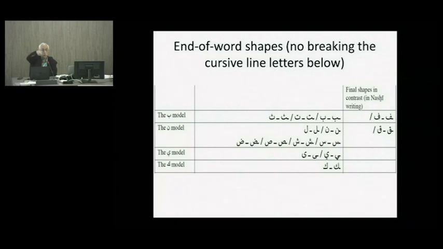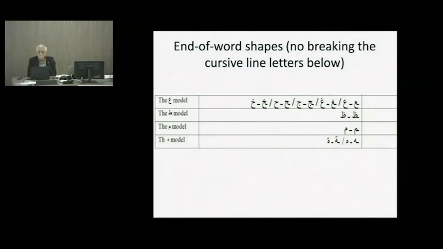The seen is 1, 2, 3 strokes. The third stroke goes into a noon shape here. And then you have the ya. And then you have the kaf. Another way of writing is going underneath the line, the same as the kaf sofit or the nun sofit, but with a rounded form.